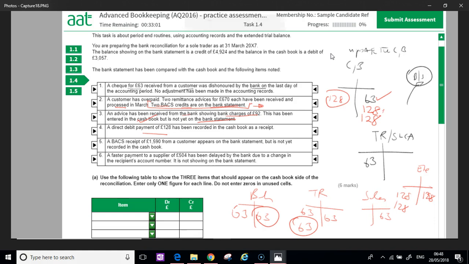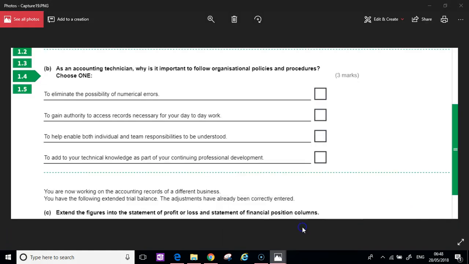Then these two together make 256. Then it says that a bank receipt of 1590 appears in the bank statement but is not yet recorded in the cash book. Remember, this bank statement is a source document, so I need to now update that 1590 with that receipt. And it says this is a faster payment delayed by the bank, so it's not showing. This is a problem for the bank. So these are the 3 items that will show up on our cash book. What do we have? 63, 256, and 1590. Right? Okay, great.